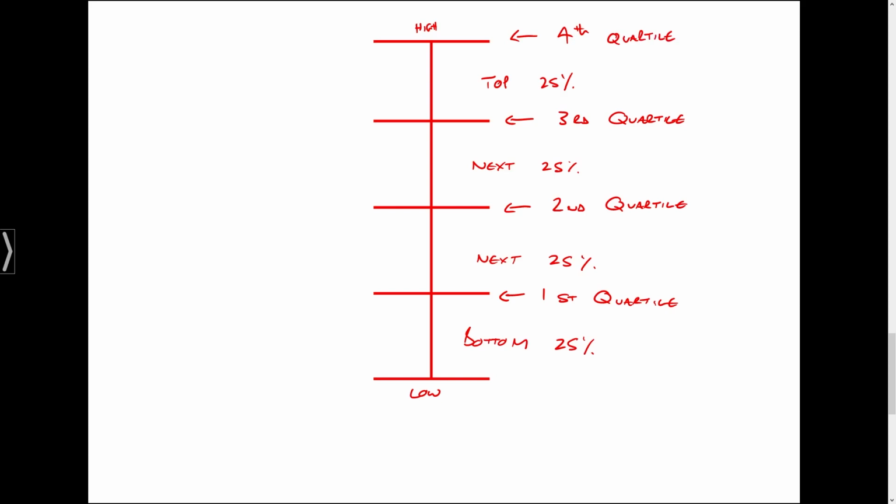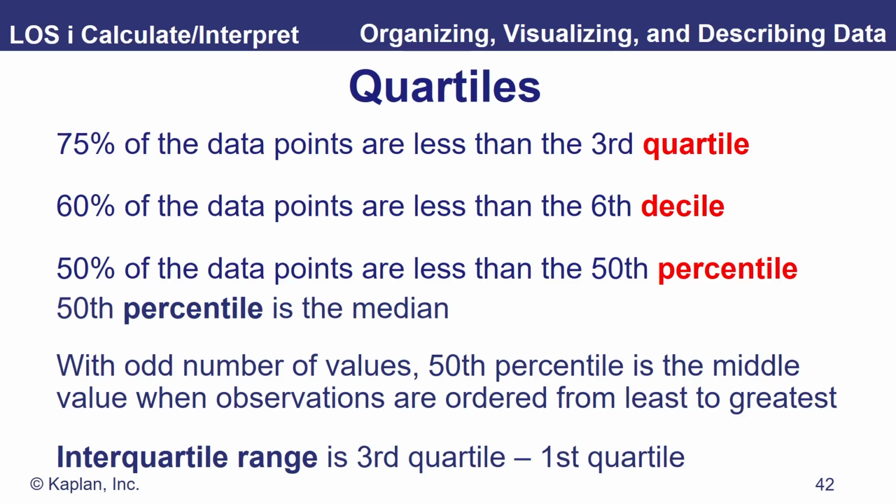Okay, let's return to our slide. So as we just saw in our diagram, 75% of data points are less than the third quartile. Now that's all right with quartiles, we're dividing up into quarters. But rather than dividing up into quarters, we could divide our distribution up into tenths, in which case we're talking about deciles. And notice 60% of the data points would be less than the sixth decile, 50% of data points would be less than the fifth decile, 40% of data points less than the fourth decile, etc.